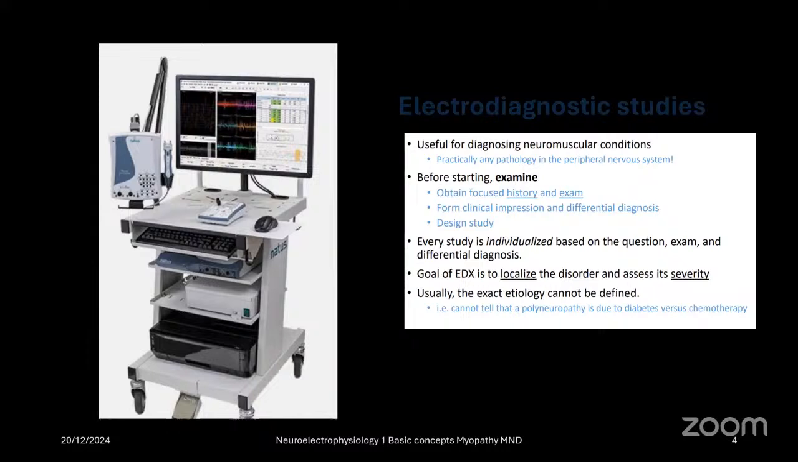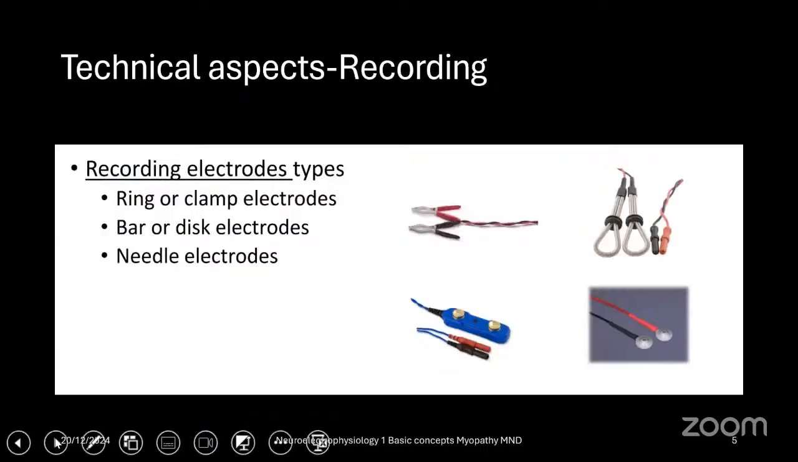Every study is individualized based on the question, exam, and differential diagnosis. What is the goal? The goal is to localize the disorder and assess its severity. Usually, the exact etiology cannot be defined. It cannot tell whether a polyneuropathy is due to diabetes versus chemotherapy, but it can diagnose the syndrome, that yes, it is a polyneuropathy. So with these things, we'll go on to the next slide.